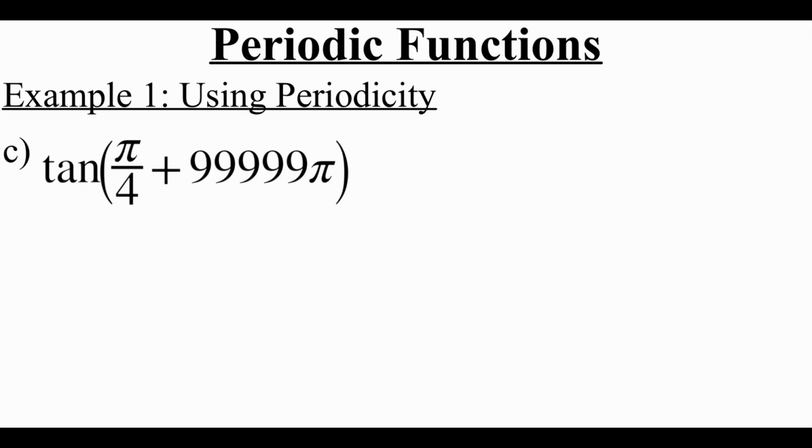Now for our last example, we're going to look at the tangent of pi over 4 plus 99,999 pi. But remember, tangent has a period of just pi as opposed to 2 pi, like we saw with the sine and the cosine. So this 99,999 pi on the end is just a really big multiple of pi. And because this tangent is periodic with that period of pi, those extra pi values in there aren't really necessary. So we can just look at this as being the tangent of pi over 4. And the tangent of pi over 4 happens to be 1.